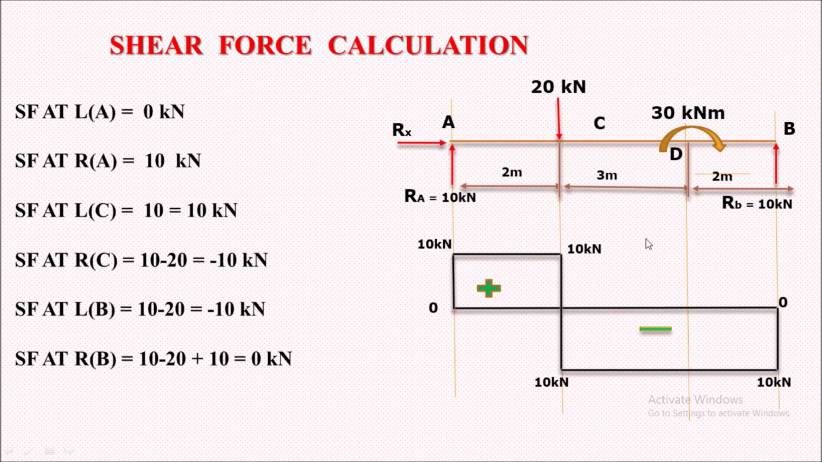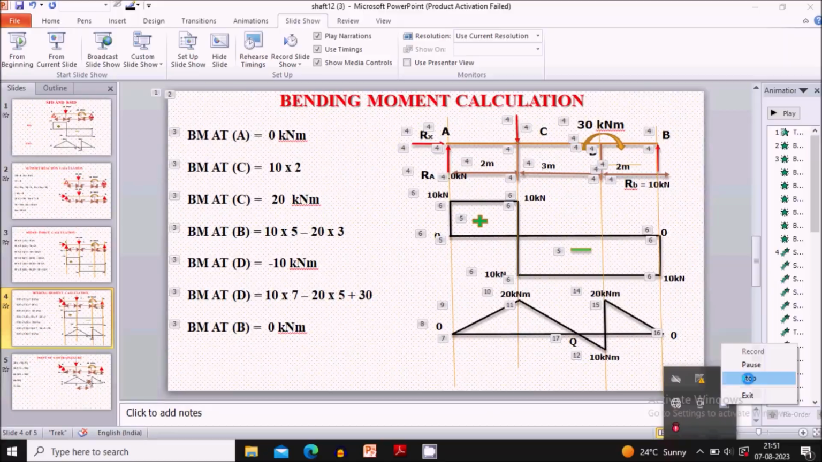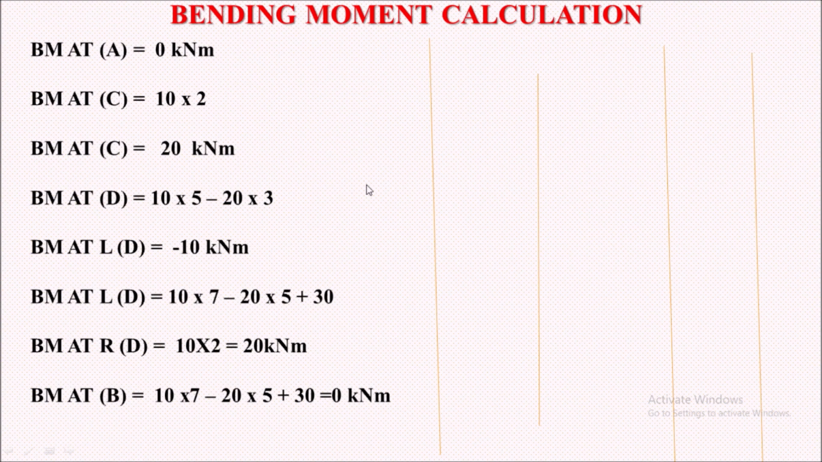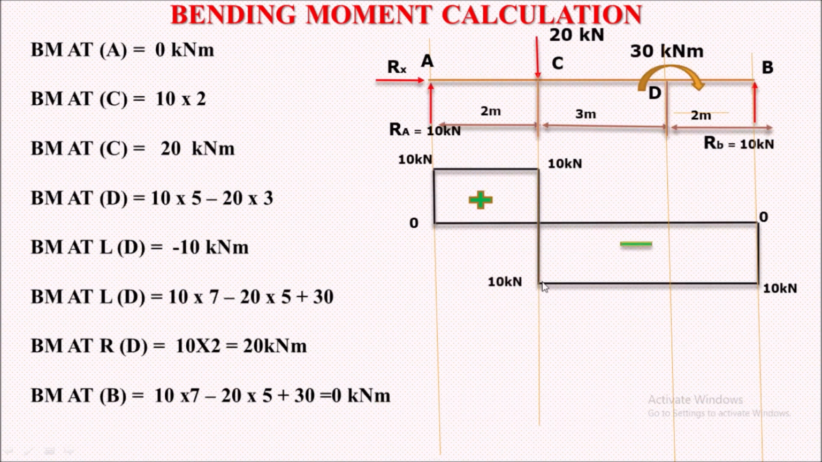Now let's see the bending moment calculation. So let's start calculating the bending moment. Previously we have seen how to draw the shear force diagram. Now let's start calculating the bending moment at points A, C, D and B. At point D we have a couple acting, so we are taking the bending moment at point D to the left section as well as to the right section. So let's start with point A.